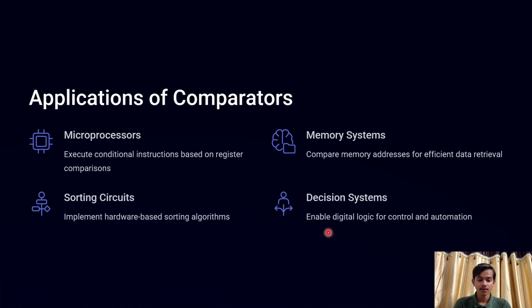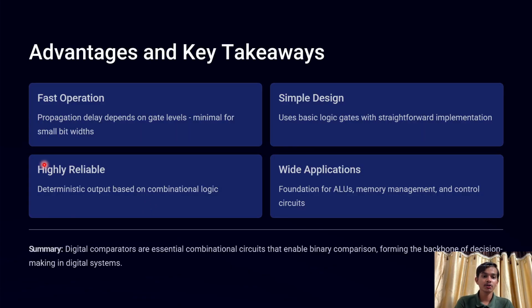Therefore, digital comparators play a crucial role in computing, data processing, and intelligent control. Now let's move to the next slide of advantages and key takeaways. Digital comparators provide fast operation because propagation delay mainly depends on logic gate levels. The design is also simple because only basic logic gates are required.